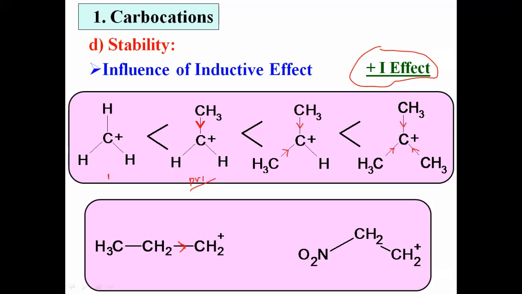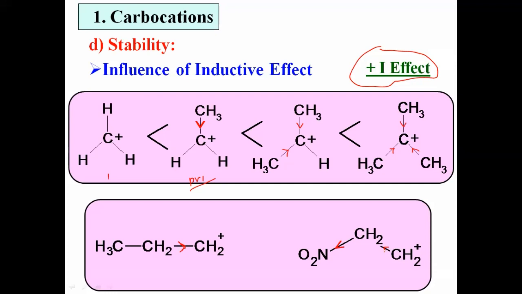Now what about this compound? Here there is a NO2 group, and we know that the nitro group shows minus I effect. It does not donate electrons, so what effect does it show? It shows electron withdrawing inductive effect. That means it pulls the electron pair towards itself. It shows minus I effect.